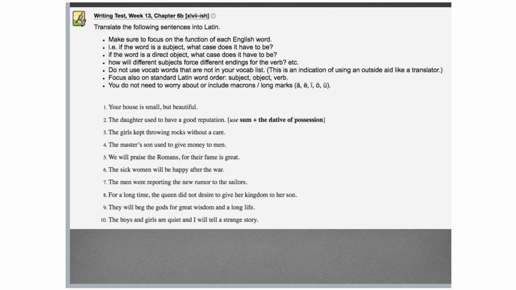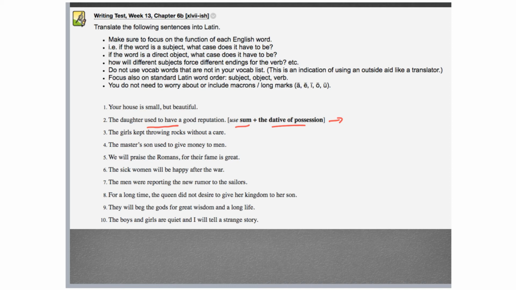Here is the writing summative, so translating English to Latin. All right, so let's look at number 2. Note that it says use sum and the dative of possession. All right, so in other words, yes, it says used to have a good reputation. Remember, used to have is just the imperfect, but with the dative of possession, it's going to be the verb to be. And remember that conversion.